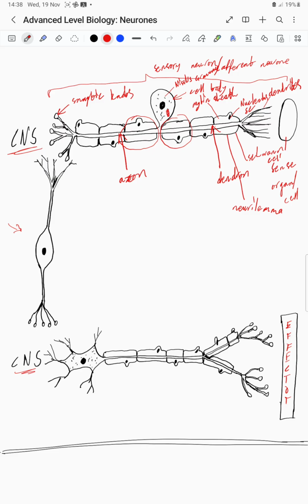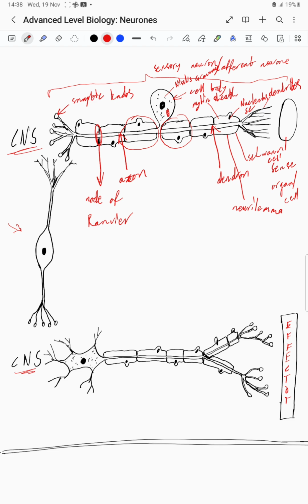Also, where two Schwann cells join over here, this is called the node of Ranvier. So this is our sensory neuron.